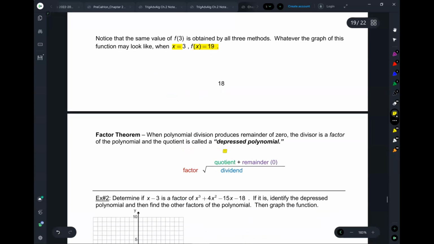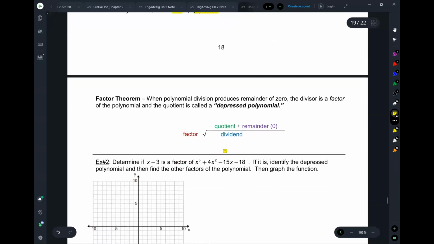Okay, so let's move on. This takes us to the factor theorem, which says when we do polynomial long division and we get a remainder of 0, the divisor is a factor of the polynomial, and the quotient is called a depressed polynomial, right? Of course, it's not an emotional state. It literally means pressed down, right? Because that's the polynomial that's pressed down.